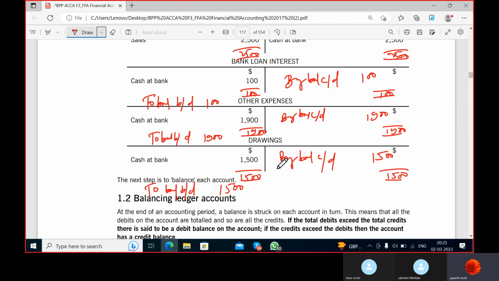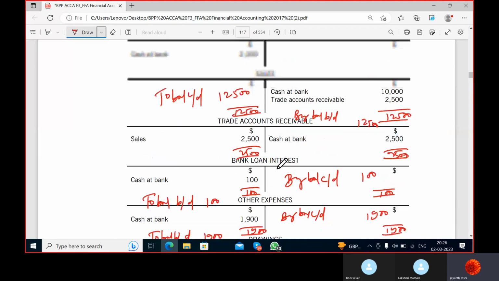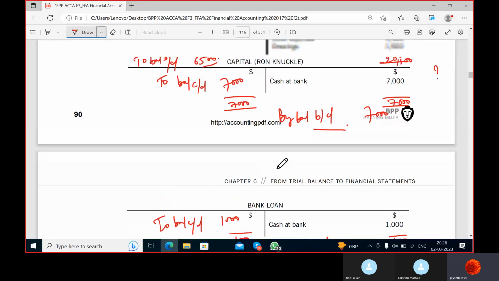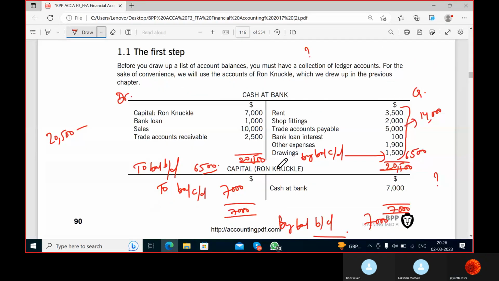So Hansika, once check this, you can just have a look at all these balances. Any doubts you can ask me, then we'll make the trial balance. It's clear, sir. Yeah. So now let's go to the trial balance.